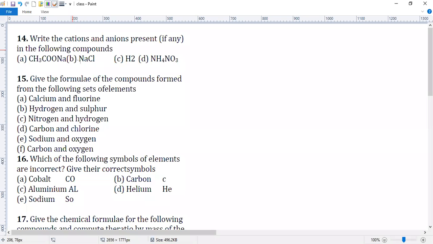So what is that you have to write for 14th one? You have to write the cations and anions present in these compounds. What is meant by cation and what is an anion? Cations are positively charged species. Cations, what are they? Positively charged ones. The same way anions are negatively charged particles. So here CH3COO, just now I told you it is negative. Na is positive. So the cation part is Na plus and anion part is CH3COO minus.